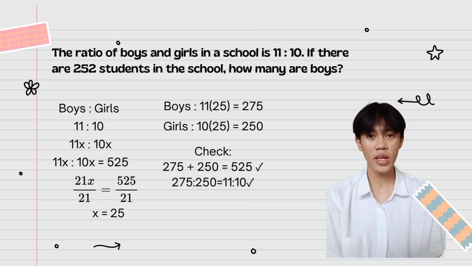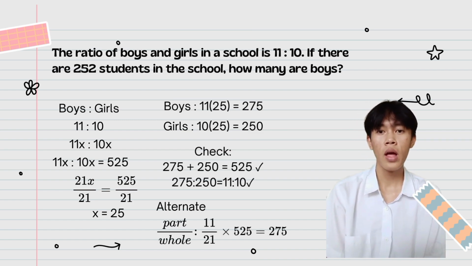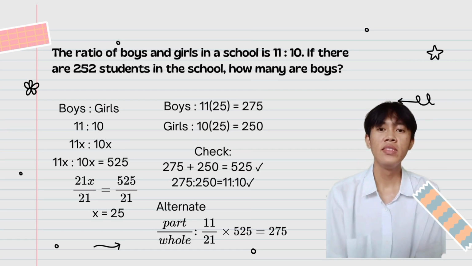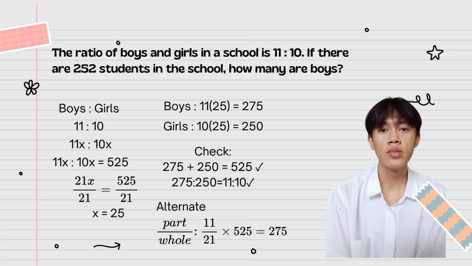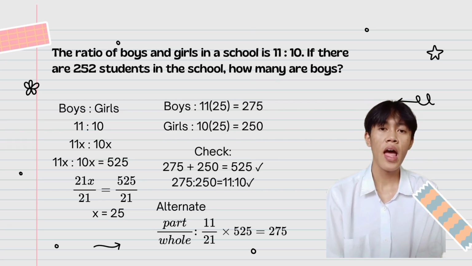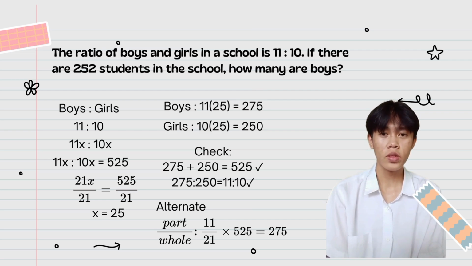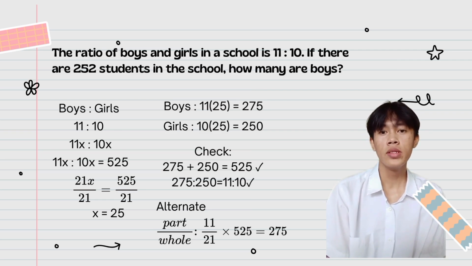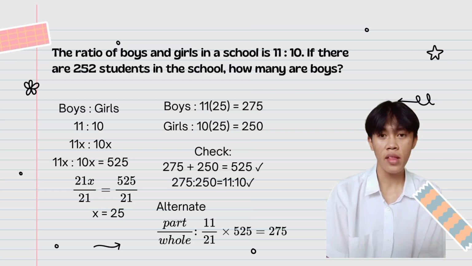So an alternative method that we could use would be to use the concept of part over whole. Now if we're trying to find the number of boys, the number of boys reveals that 11 is the part. So remember the concept we're using is part over whole. And when we use the concept here, the part is 11 and the whole would be 11 plus 10.